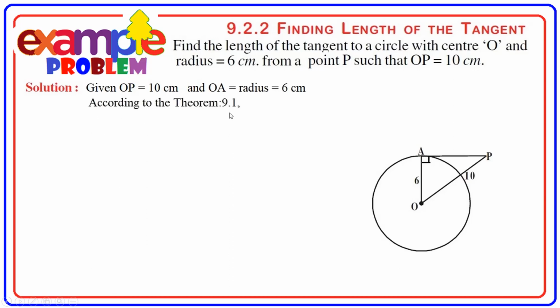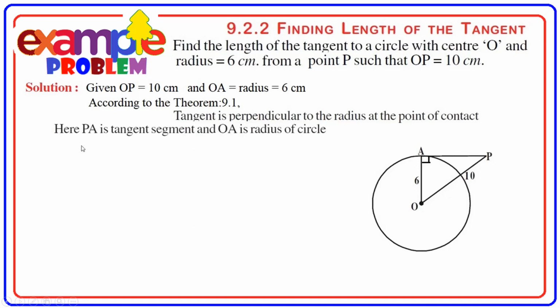According to theorem 9.1, the tangent is perpendicular to the radius at the point of contact. Here this is the radius, this is the tangent, so these two are perpendicular. So here the angle is 90 degrees, and this triangle becomes a right angle triangle. Here PA is the tangent and OA is the radius of the circle. OA is perpendicular to PA, that is, angle OAP is 90 degrees.